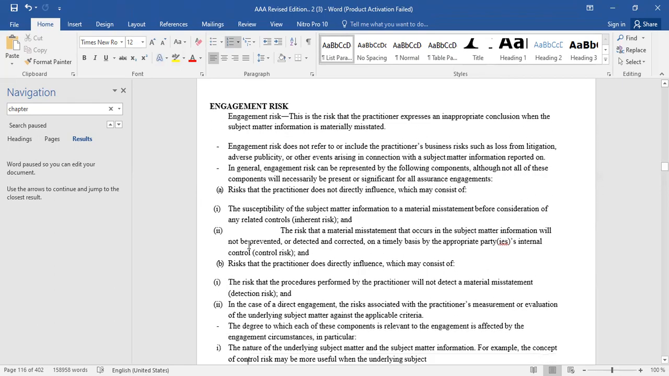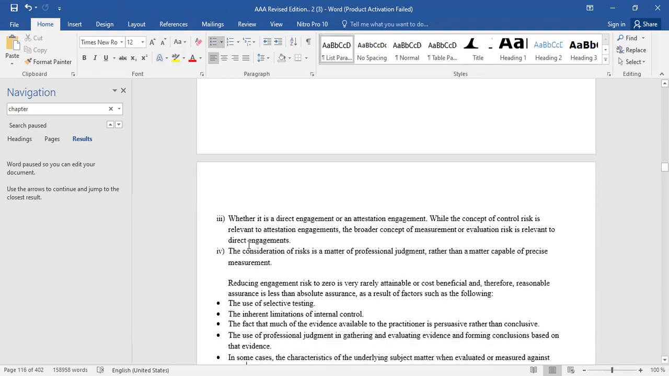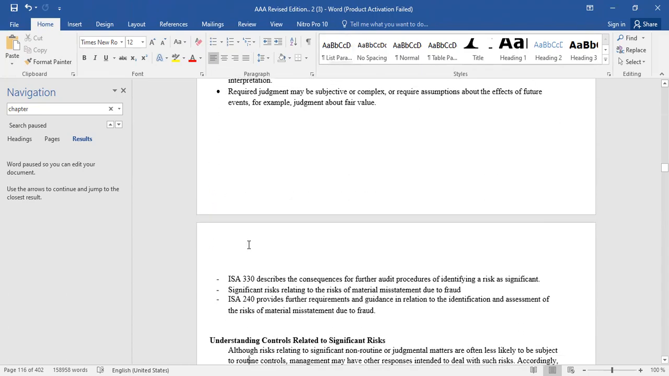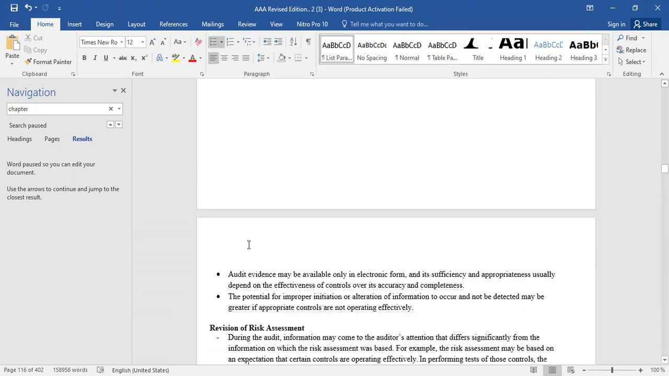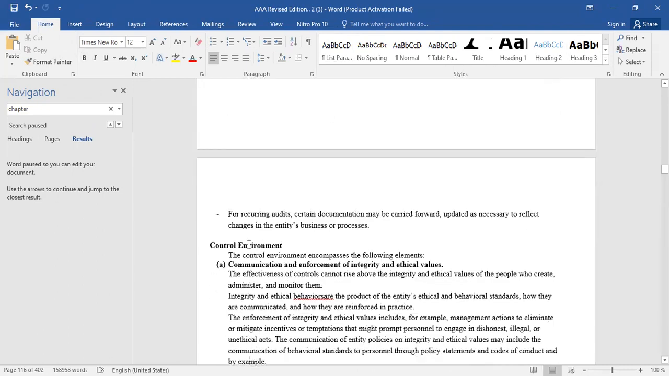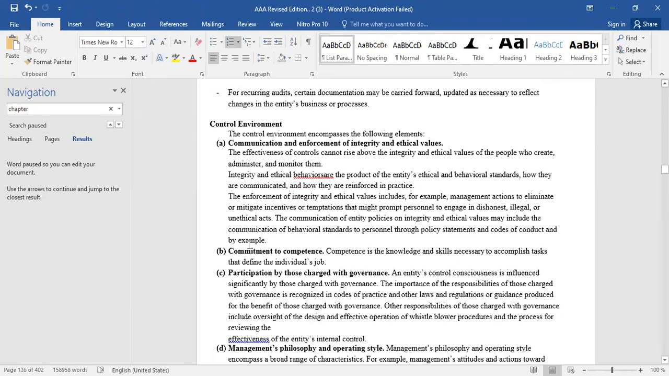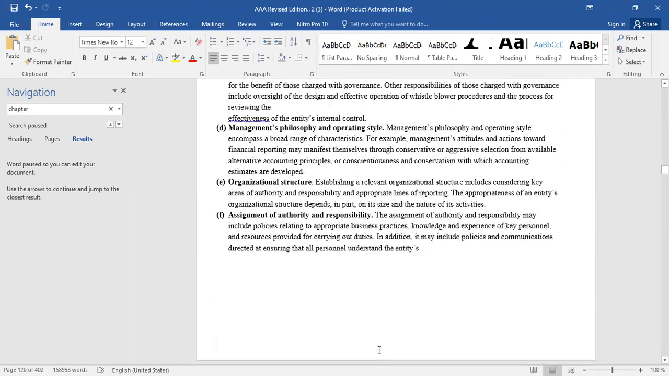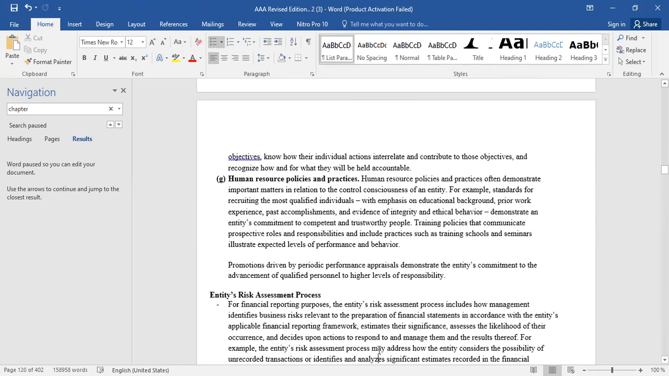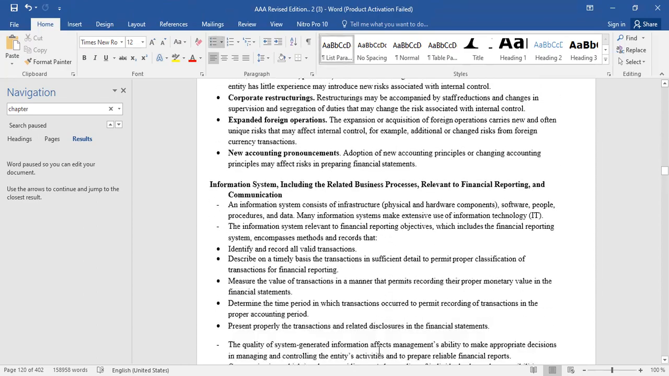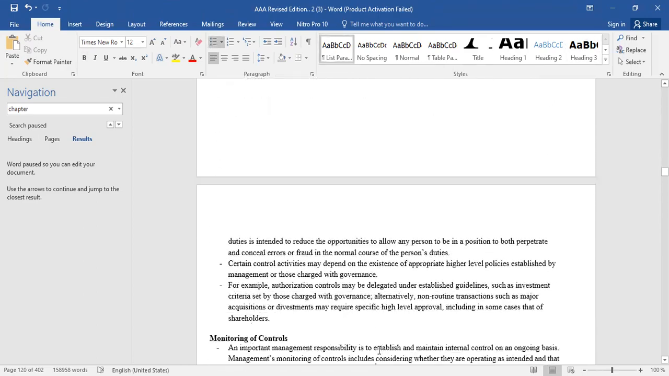These we are looking at, I think, at lunch hour. Those are the areas that we know. The rest are just repetition. So let's close from there. That is basically control environment: communication and enforcement of integrity, commitment, participation by those who are charged with governance, philosophy and operating style. We have looked at those ones, but you'll find time to go through them again. Otherwise, I request that we stop there.